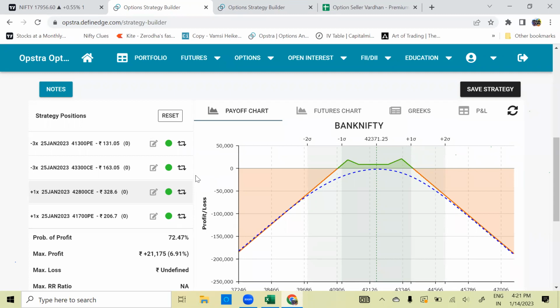Why? Because more money will come only if the market goes either upside or downside in a single direction. It has to go 700, 800 points upside or 700, 800 points downside, then only will we reach the max profit. But even if we reach the max profit, this T plus line is very much low.